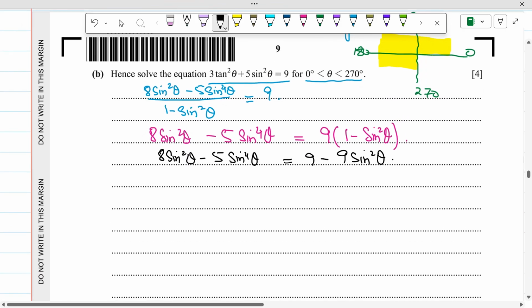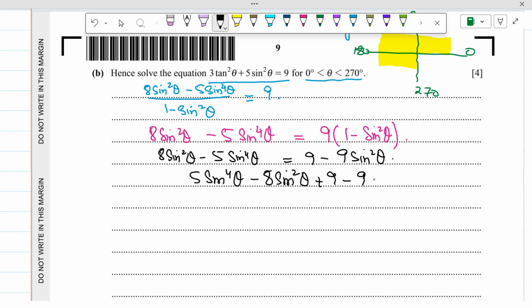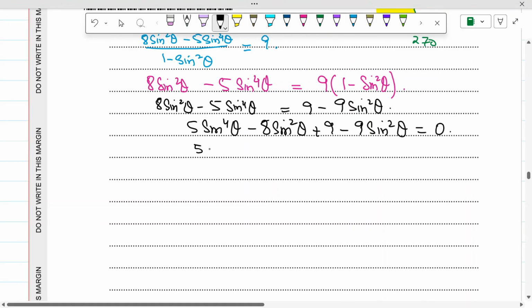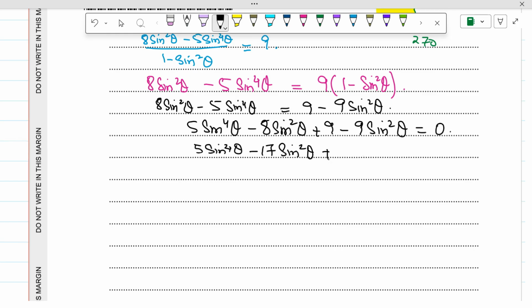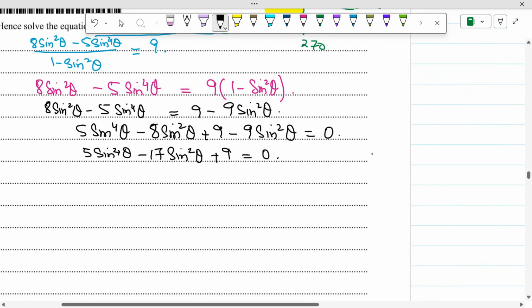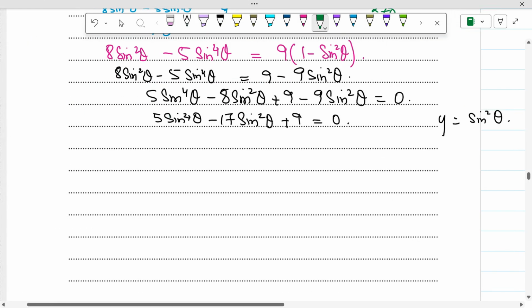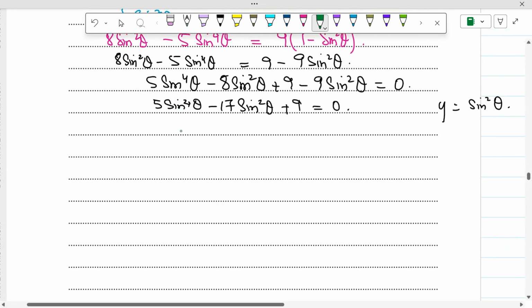Switching all terms from the left side towards the right side, we will have 5 sine to the power of 4 of theta minus 8 sine square of theta plus 9 minus 9 sine square of theta equal to 0. So we will have 5 sine to the power of 4 theta minus 17 sine square of theta plus 9 equal to 0. This is a quadratic equation if we consider y equal to sine square of theta. We can directly solve it also. This quadratic equation cannot be solved by factorization, so we will use the formula.